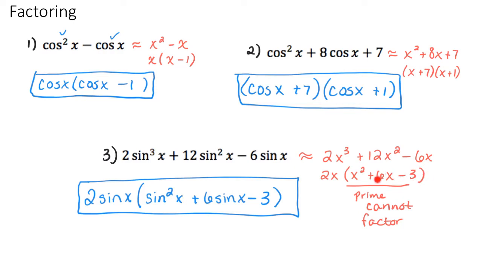which means I'm looking for multiples of -3 that add to 6. There are not any multiples, so this expression is prime, meaning it cannot be factored. So my final answer is 2 sine of x times sine squared of x plus 6 sine of x minus 3.